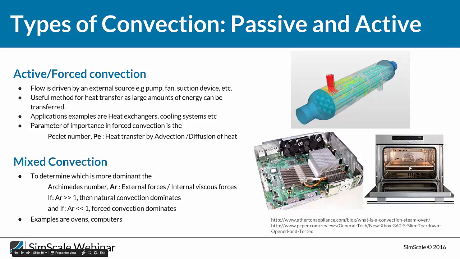We have the oven as an example where convection takes place, or any of the electronic devices. Usually they have a fan in order to bring about convection in the system.